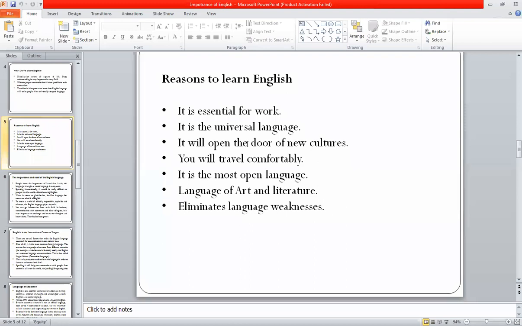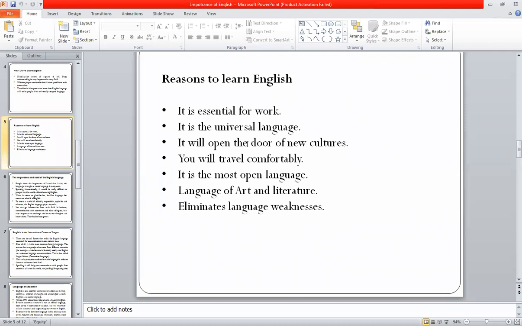Okay, so that's why it is essential for work. Then it is the universal language. So we have discussed that it is a universally accepted language. Then it will open the door to new cultures. So there are different cultures in the world, and if you want to get knowledge of that culture, you will get that knowledge only after getting access to the language.